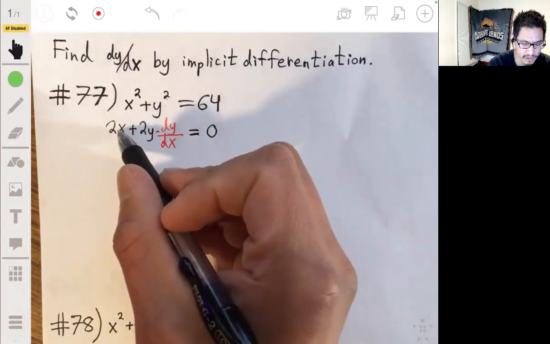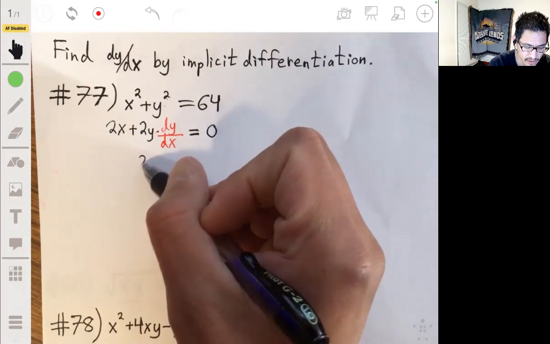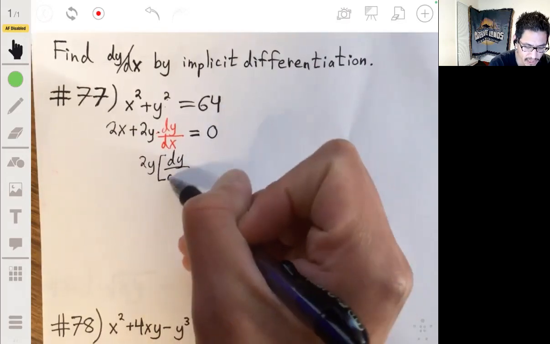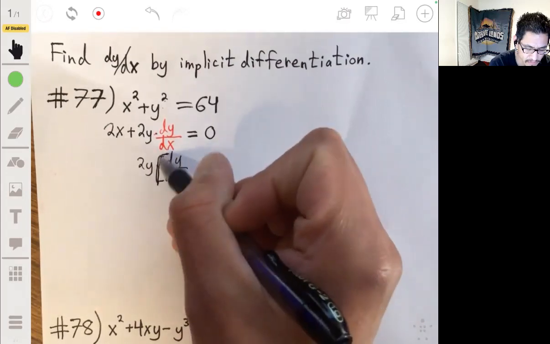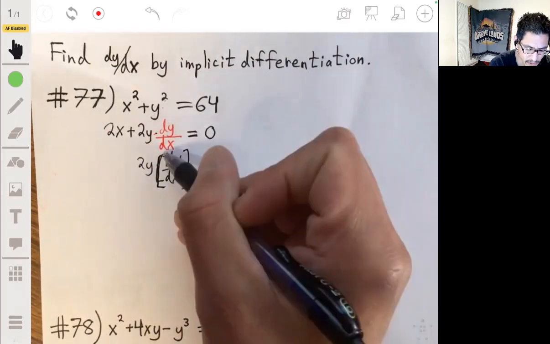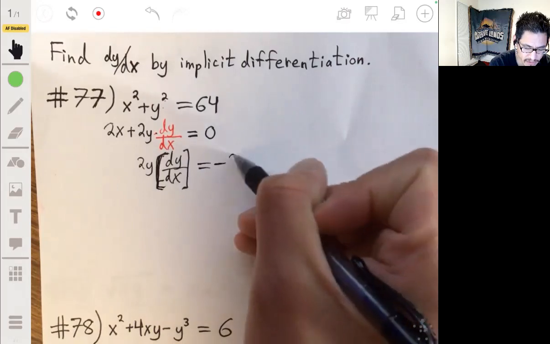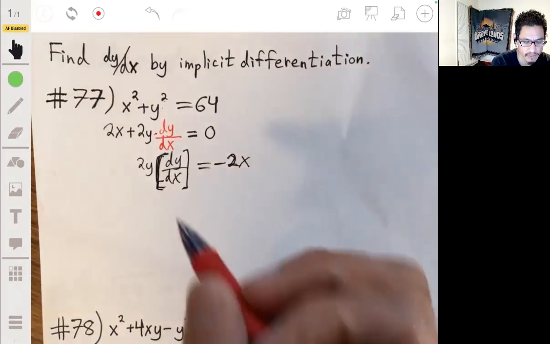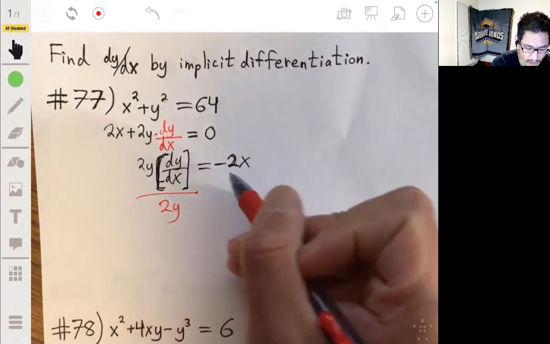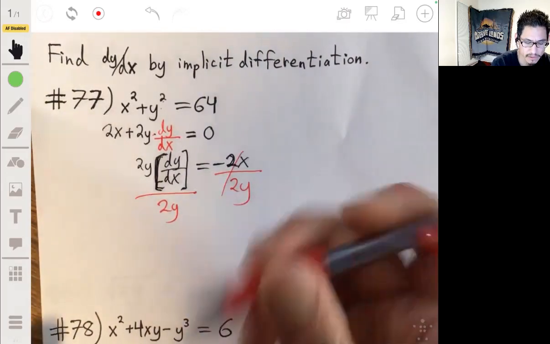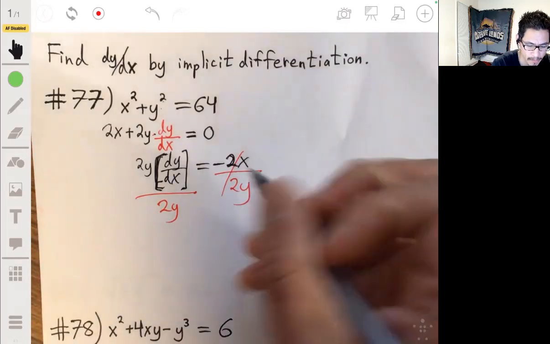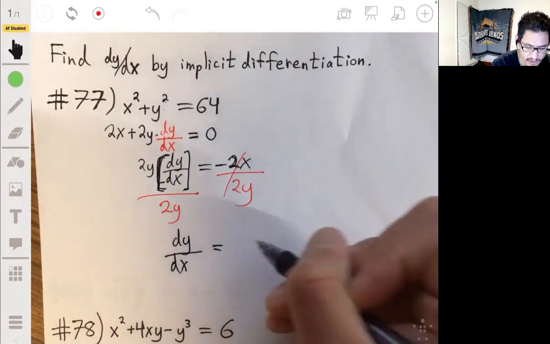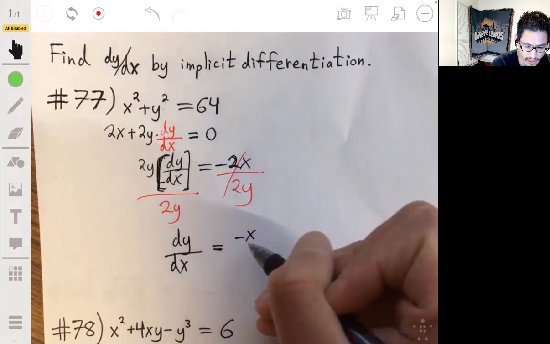And then we just subtract 2x from both sides. So we get 2y times dy/dx is equal to negative 2x. And then we just divide both sides by 2y. The 2's cancel. And then we just get dy/dx is equal to negative x over y.